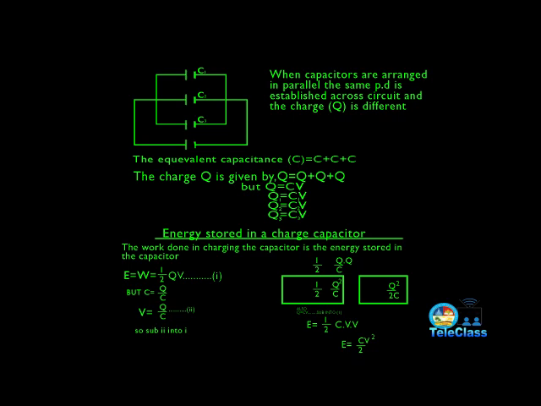In other words, we can still use another formula. If Q is CV, and you substitute Q equal to CV into that first equation, the formula becomes E equal to CV squared all over 2. All of these formulas are necessary when solving questions on capacitors. So it depends on how the question is set, you know which of the formulas to apply. All right?